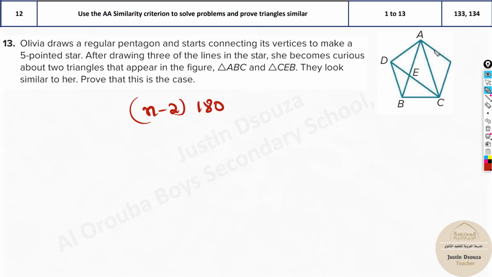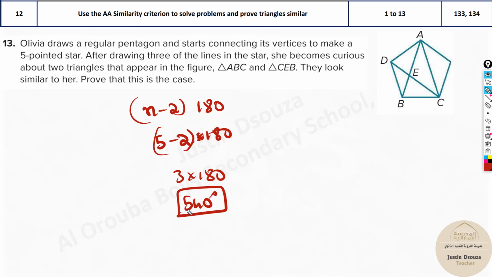So what is the n? N is number of sides. There is 5 sides, minus 2, into 180 degrees. 5 minus 2 is 3 times 180, that will be 540 degrees. So the total interior angle is 540. Now, what is each angle over here? 1, 2, 3, 4, 5. So what you need to do, divide it by 5. 540 divided by 5. 500 will be 100, and then 40 is 8. So 108 degrees. So each of these angles, A, D, B, C, and this unknown angle, is 108 degrees.